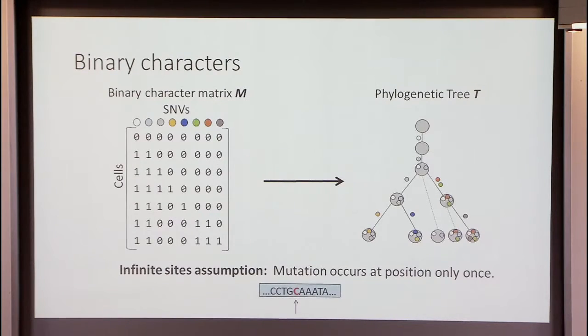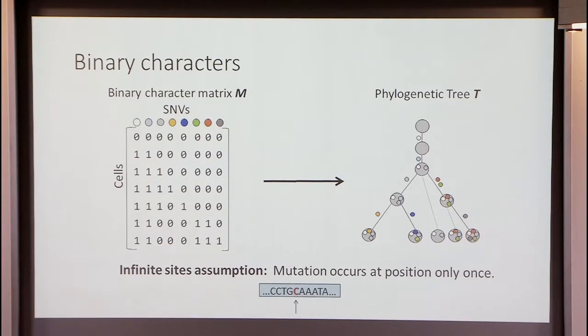So then, according to that assumption, every character, single nucleotide variant, is our character. If a mutation only happens once at a position, it means that we can just measure that position as a binary character. Every position in the genome is either mutated or not, and so we build this binary character matrix describing our measurement, our cells.